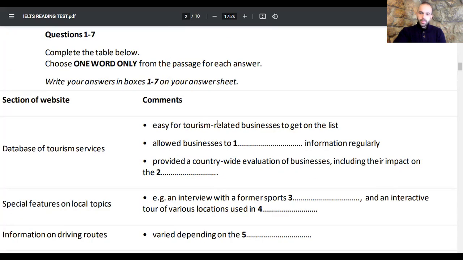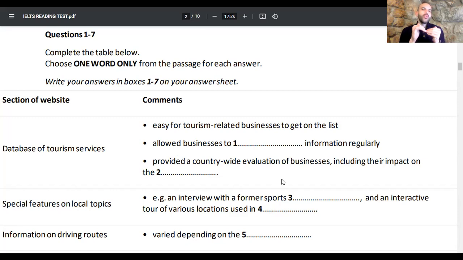It says one word only. Before everything, before you move to the text, you have to focus on the question. Many students try to read the text before reading the questions. Don't do this. You would waste a lot of time, and you won't be able to finish reading passage 1 before time.